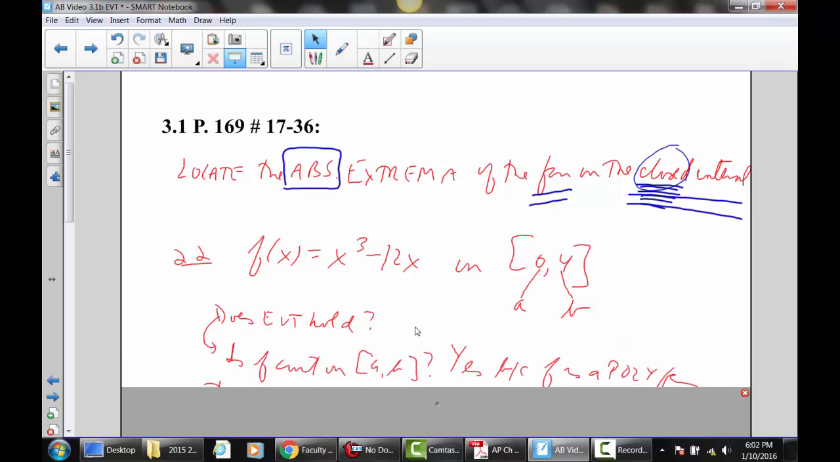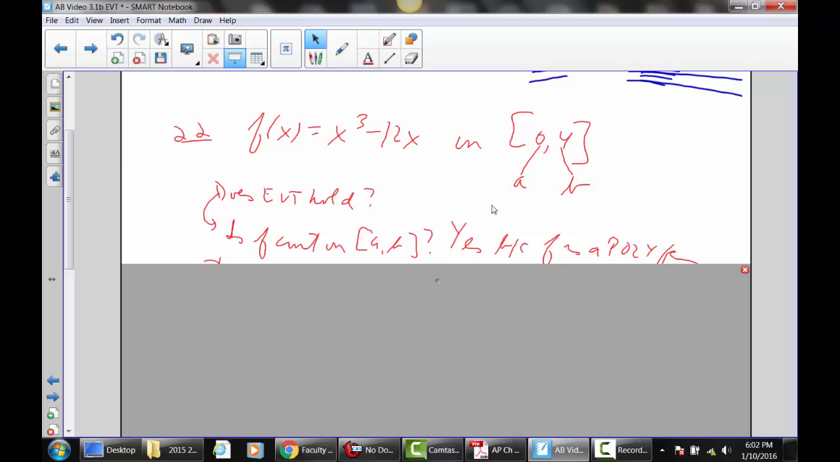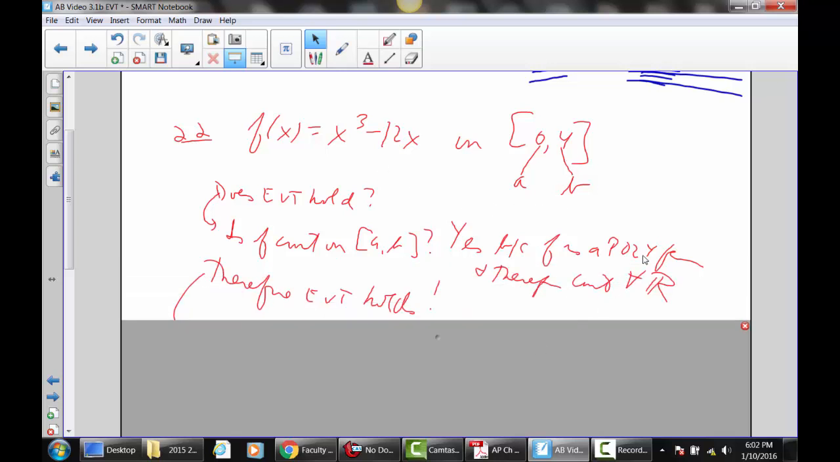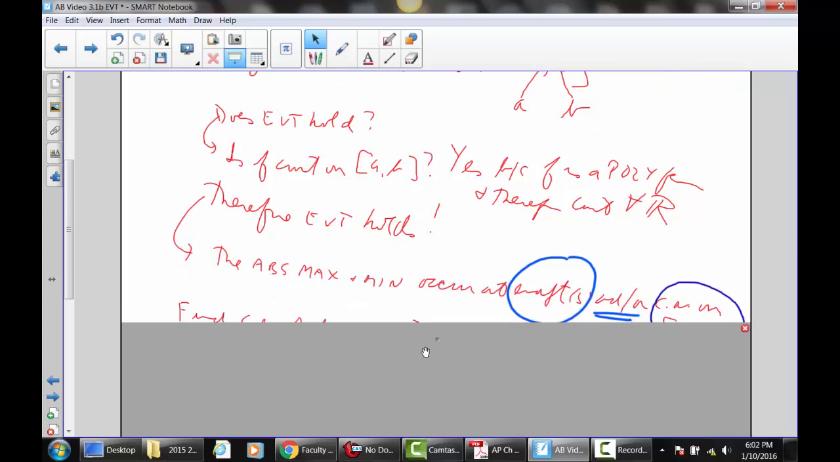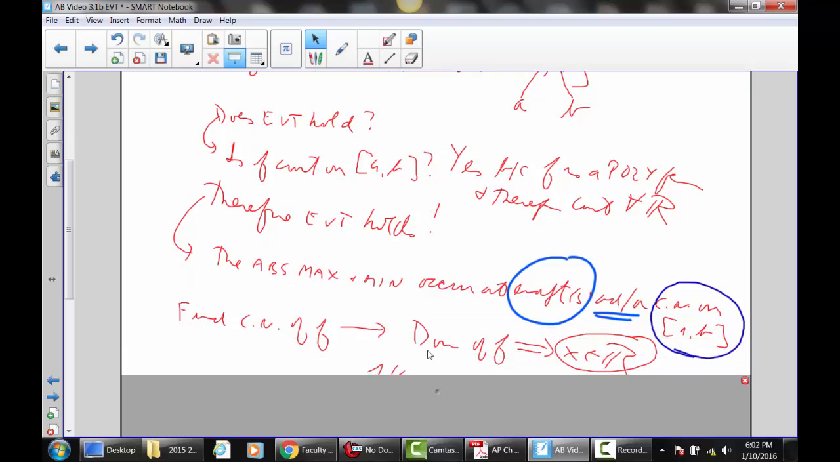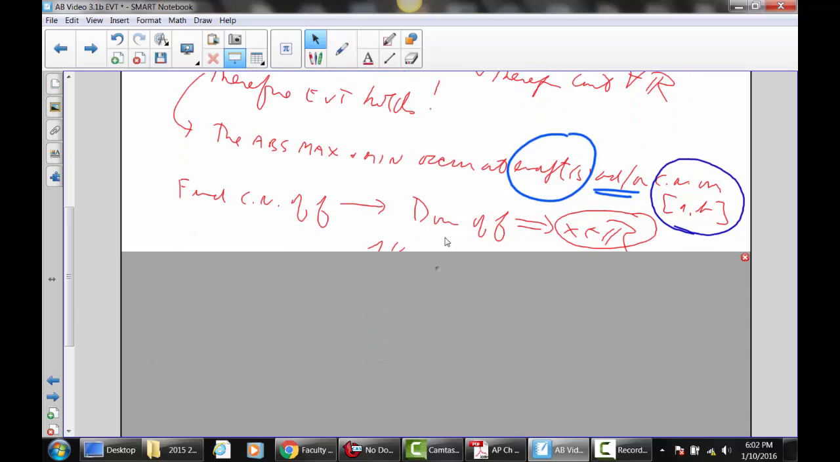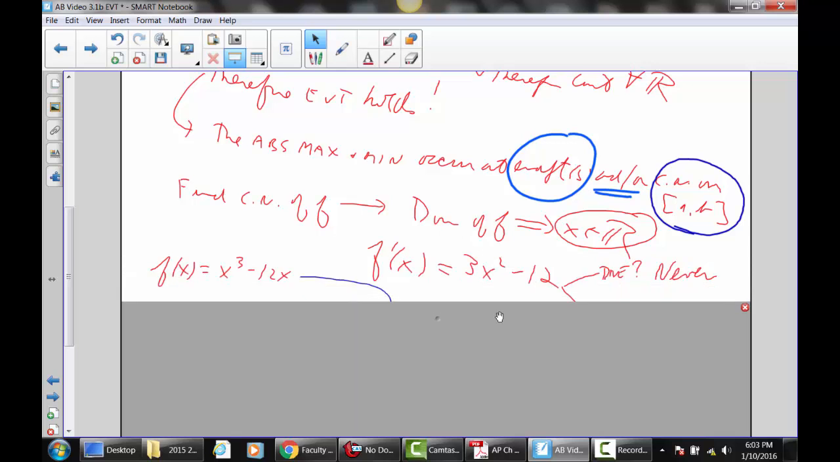Does the extreme value theorem hold? In other words, is that function continuous on that interval? In this case, of course it is, because it's a polynomial function, continuous everywhere. Now we need to find the critical numbers. We know they occur at either the endpoints or the critical numbers, so we need the critical numbers. The domain of our function is all real numbers.